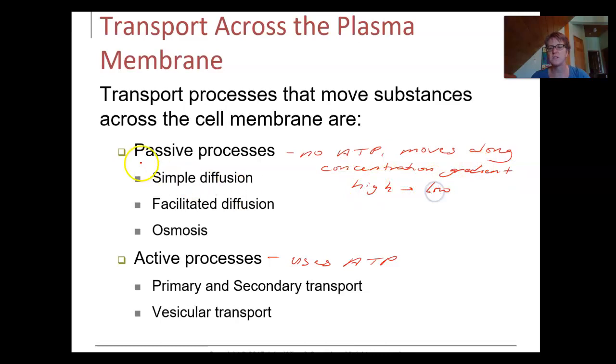So we're just going to focus on these three today. Simple diffusion, like oxygen and carbon dioxide, is how those molecules move in the body. Facilitated diffusion is how ions and nutrients move. And then osmosis. Osmosis is going to be the one that makes your head blow up, and that is the movement of water.